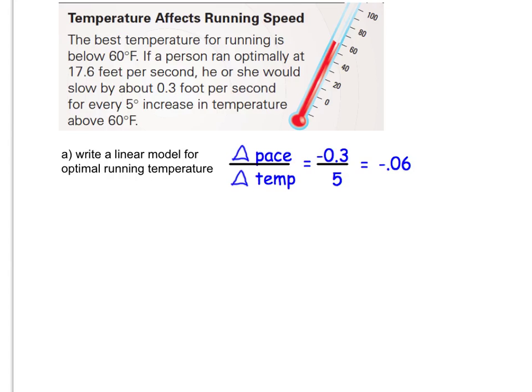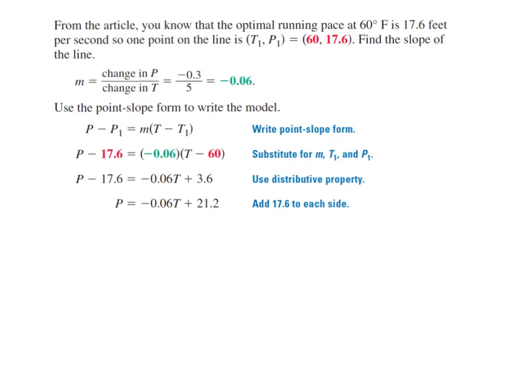So now we want to use that 1 point that they gave us. So for a temperature of 60 degrees, we're going to use that optimal pace of 17.6 feet per second. So we're going to use that as our first point. So again, we have the point right there, 60, 17.6. We figured out the slope was negative 0.06. So now using the point slope form, we just substitute that 1 point, 60, 17.6, and substitute our slope. We have an equation of the line, again, in point slope form.